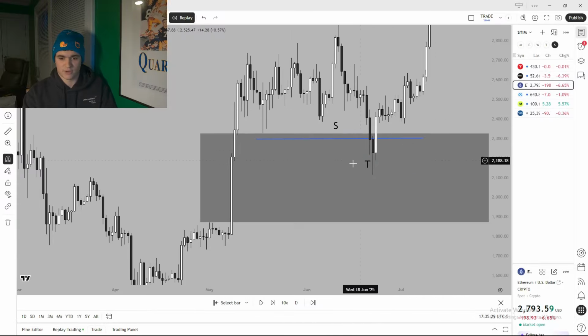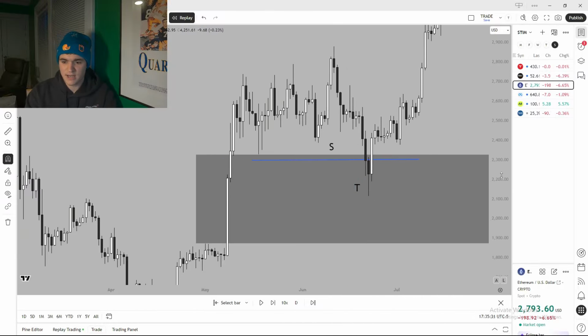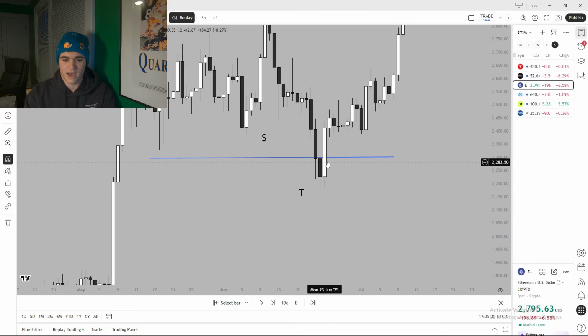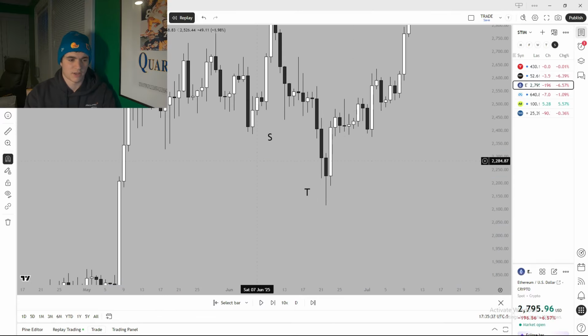Then we have the T. We're tapping into the bullish imbalance. Now, if you look a bit closer, you can see, what do we have here? We have a bearish fair value gap that gets inverted. So it's a bullish inversion, right?